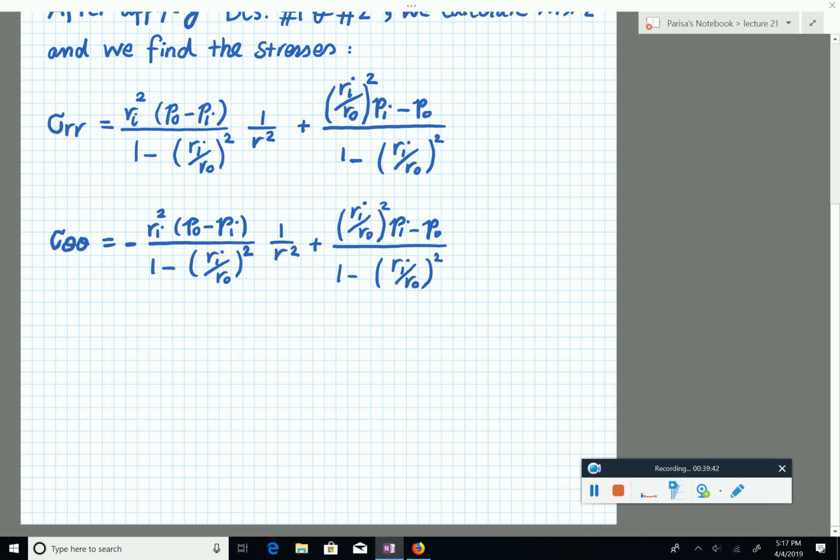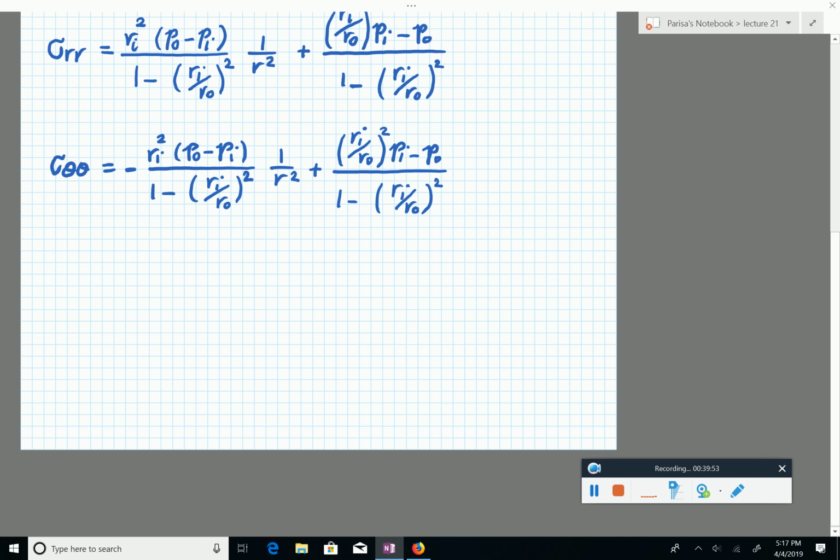So this is the solution for the thick wall pipe that you saw. Now let's consider a particular solution just to understand the character of the solution, what it actually means. So let's consider one particular case.